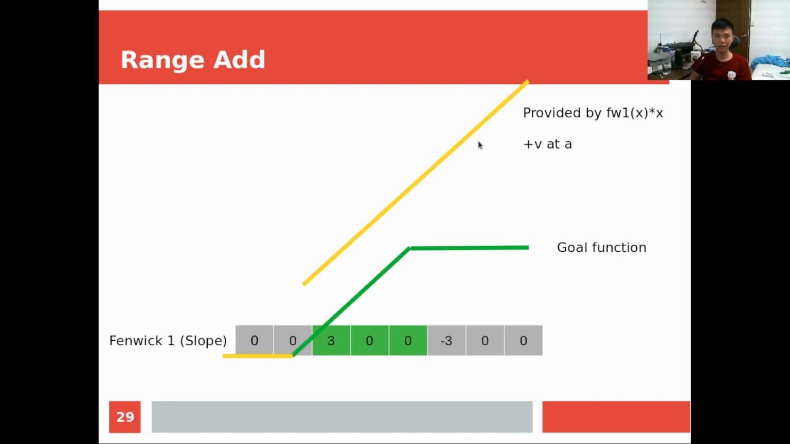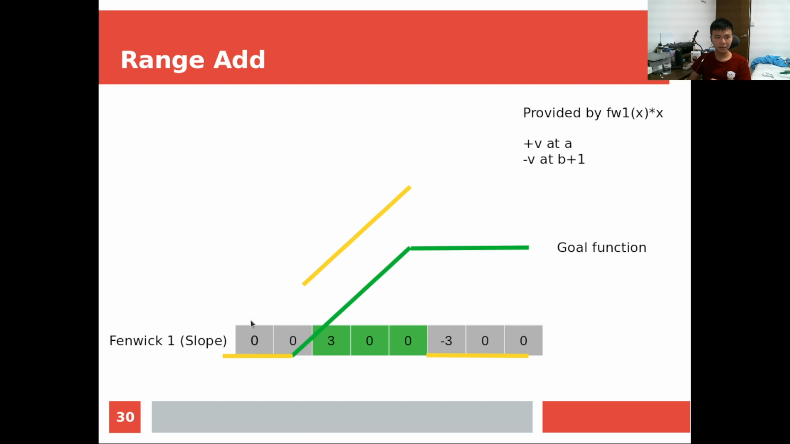How about the third segment? We want to flatten out the third segment. To do so, we can add -v at index b plus 1, and that basically flattens out the slope. So if we now query Fenwick 1 after index b, we're going to get a result of 0, and hence the slope after index b is 0. And we've achieved this by adding -v to cancel out the effects of this +v.